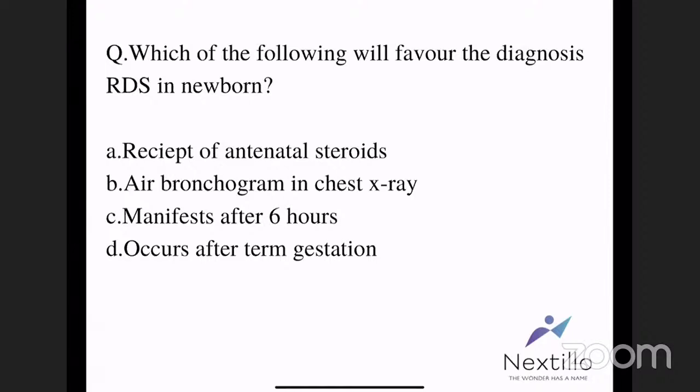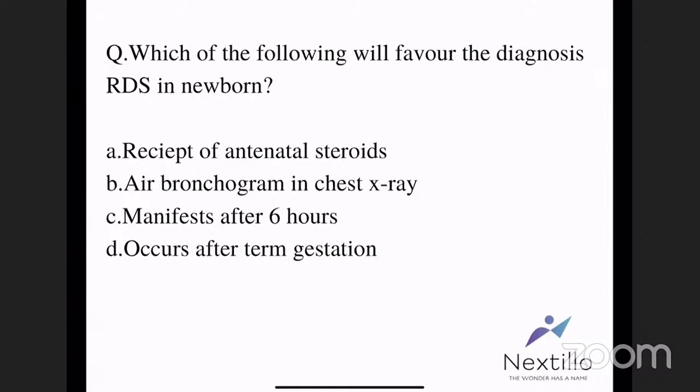If we discuss all the choices one by one, receipt of antenatal steroids: obviously, not every preterm which has been given steroids will favor the diagnosis of respiratory distress syndrome. One thing is that it manifests air bronchogram in chest X-ray. It can be one possibility. We'll discuss other choices also. The choice C is manifests after 6 hours. We have already discussed that the majority of the cases in respiratory distress syndrome will present soon after birth or within 6 hours of life. So this is not correct.